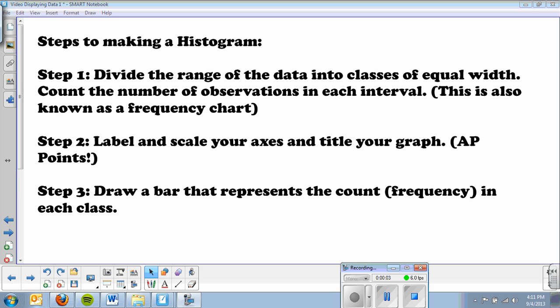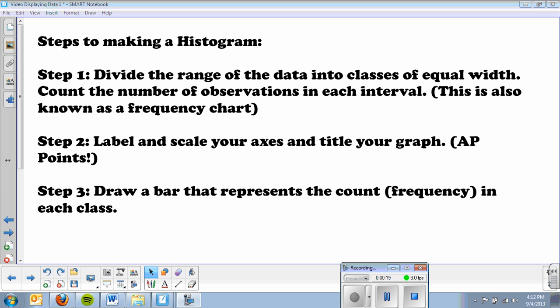This video is a continuation of the last video dealing with stem plots. This is the second type of graphical display that I'm going to teach you, and it is called a histogram. It's basically a glorified bar graph, but there are some differences and some specifics that you should note.